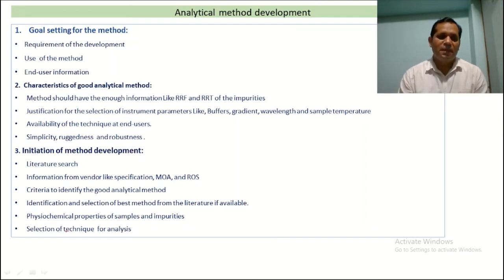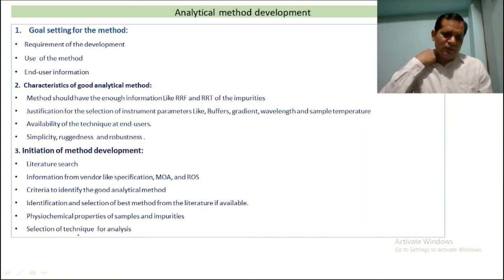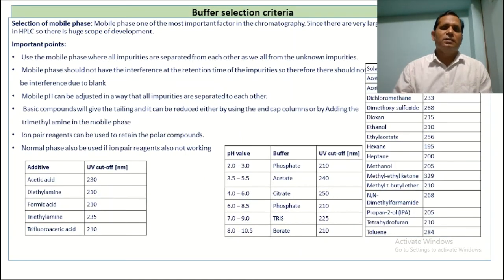Selection of technique. The selection of technique should be based upon the compound nature. If the compound is volatile, then we have to use the GC method. But when you are using the GC method, the compound should be stable enough. If the compound is not stable, then we have to look at HPLC. When we are using the HPLC technique, the compound should have UV activity, meaning the compound should have a structure that is UV active in nature. That way we can start the development.